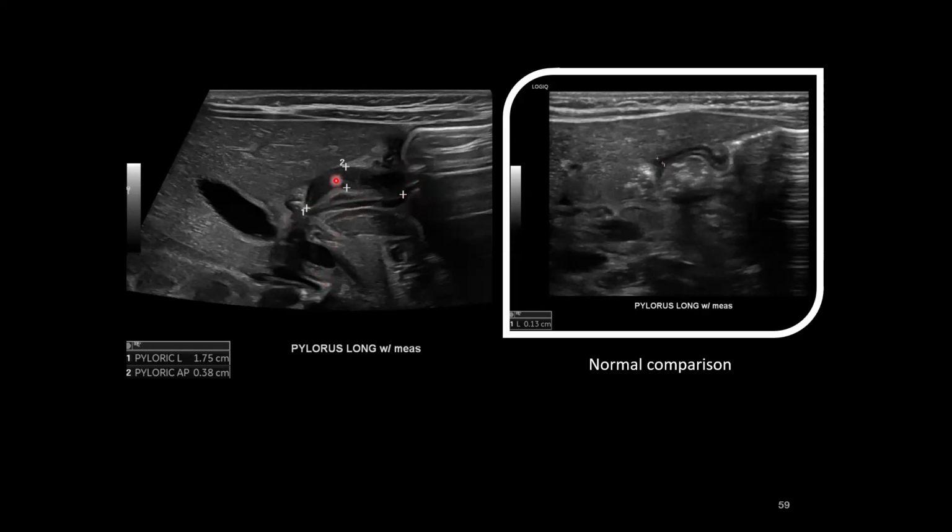The rule we tell our residents is the wall shouldn't be thicker than 3 millimeters and the length should be more than 14 millimeters. So we call it the rule of pi because it's 3 and then 1, 4. So the first three digits of pi.